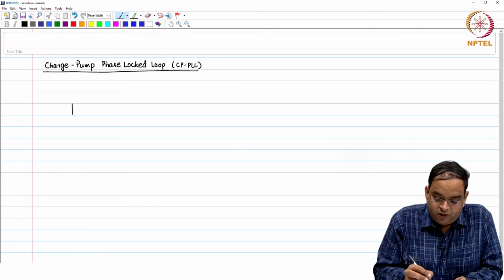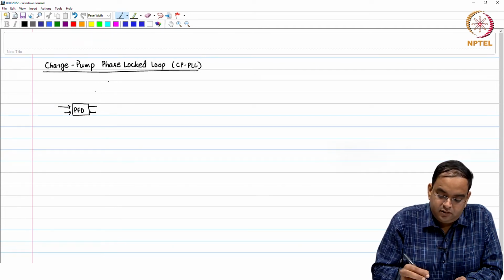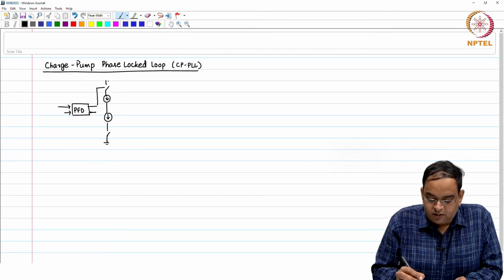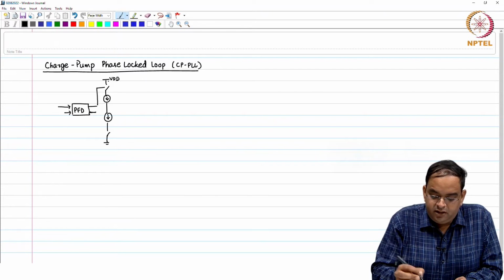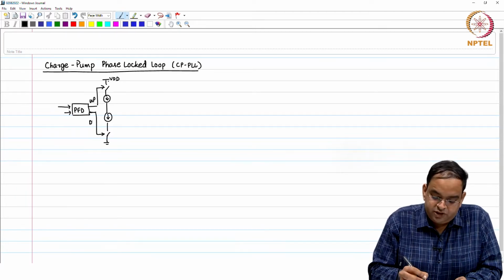So, our PLL included a phase frequency detector followed by a charge pump. The charge pump was realized using switches and current sources. So, we had two current sources, up and down. This was connected to VDD, this is ground. As you see, these are up and down signals which actually open or close the switch.